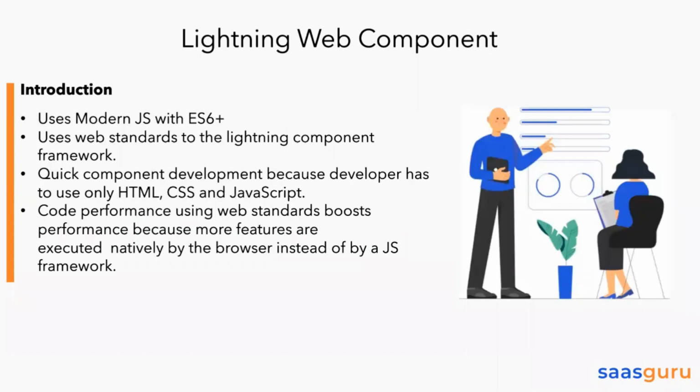Other things: Lightning Web Component uses modern JavaScript, which is ES6 plus whatever latest versions are available. It uses web standard for the Lightning component framework. Then quick component development, because the developer has to use only HTML, CSS, and JavaScript. Code performance: using web standard boosts performance because more features are executed natively by the browser instead of by a JS framework. So we are using common web standard, which is already supported by browsers. Some of the features are already executed by your browser, so we don't need any additional framework to run Lightning components.